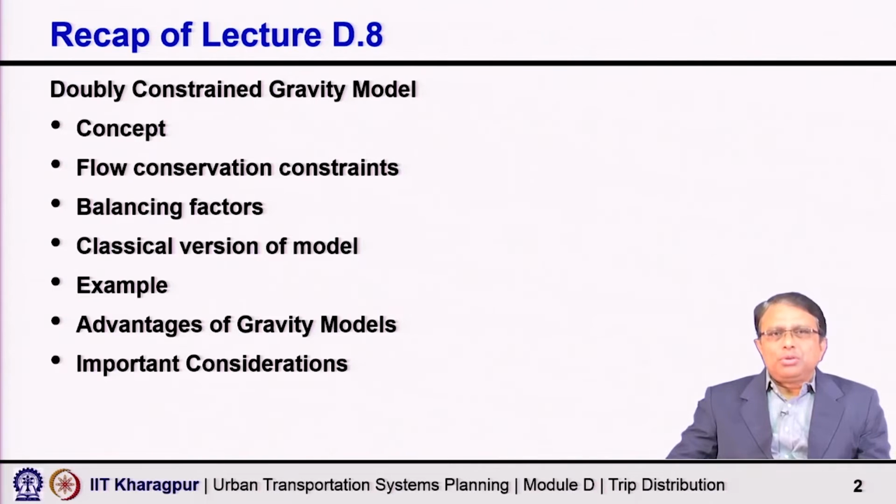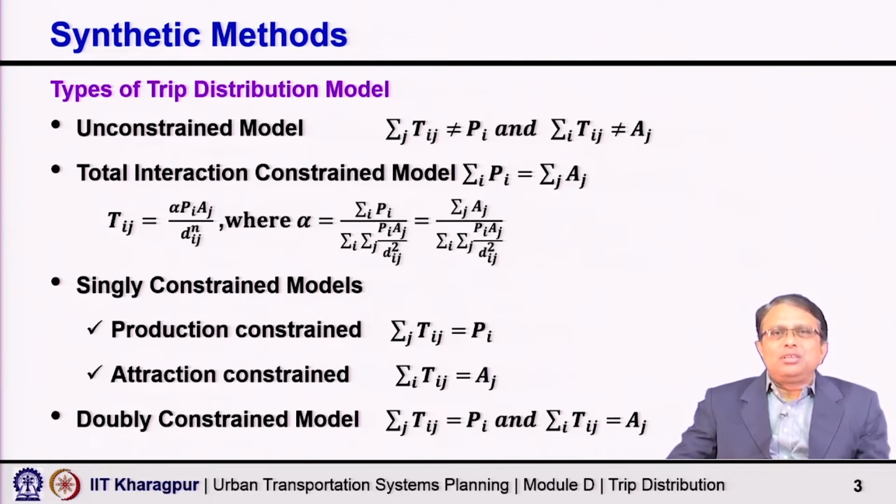Then we also talked about the advantages of the gravity model and some important considerations which one has to keep in mind, because otherwise they may act as a limitation or disadvantage of the doubly constrained model. So, with this background, today we shall discuss another synthetic model, but before I proceed further, I would like to briefly discuss the various types of trip distribution model within the different categories.